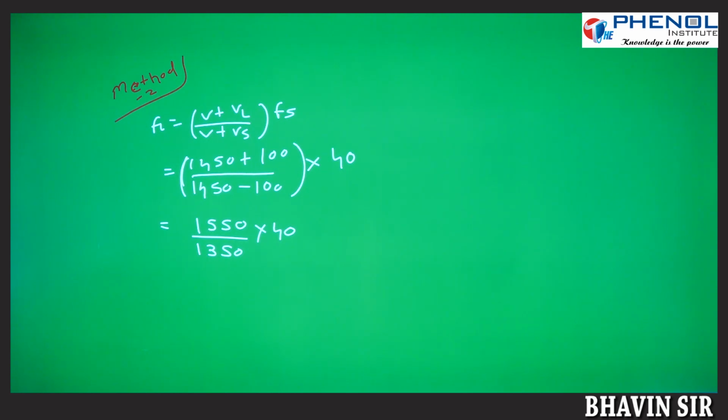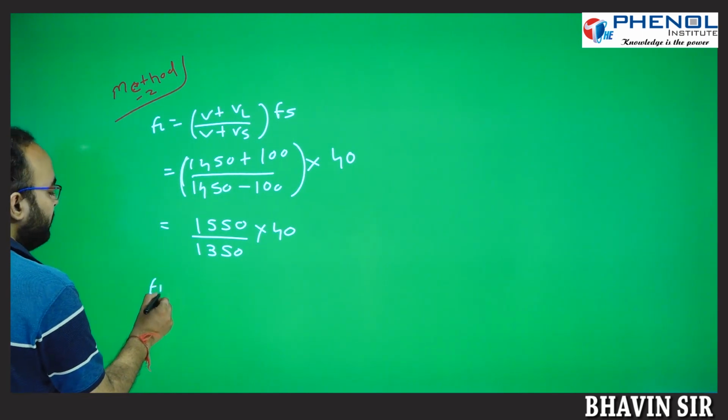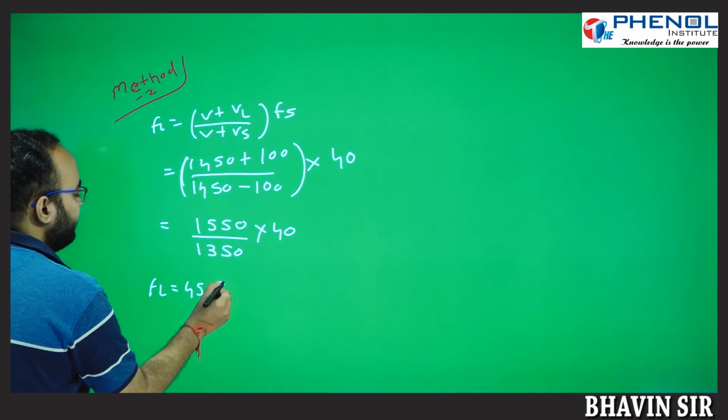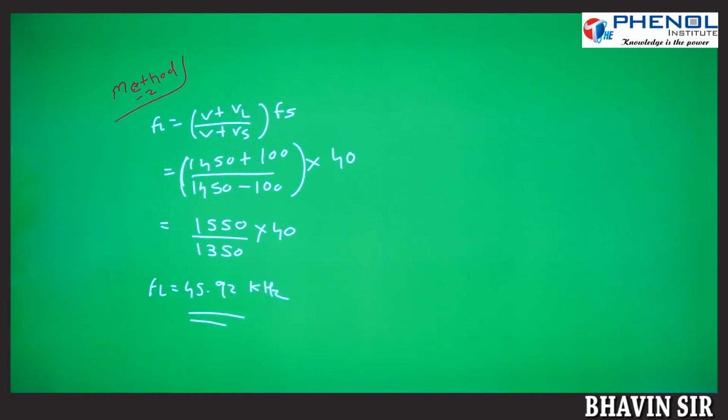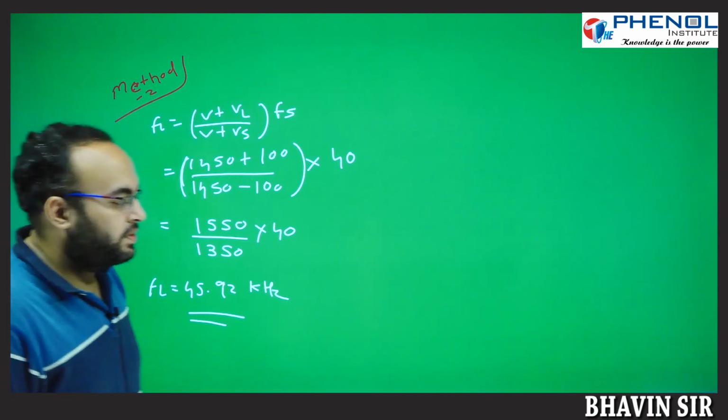Chalo, so now what is the answer, students? See, 1550 into 40 divided by 1350. So what is the final answer? 45.92 kilohertz. Okay, so clear students?